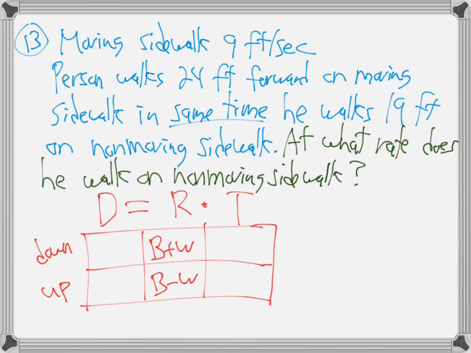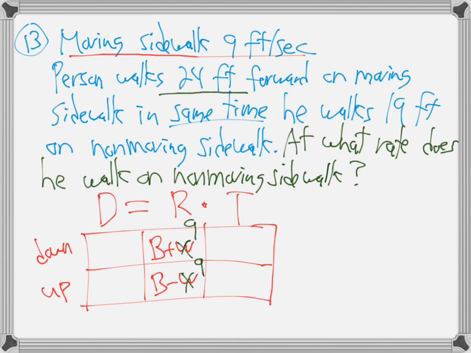Now let's go through it. The moving sidewalk moves at 9 feet per second. Is that a distance, a rate, or a time? That's a rate. It's how fast. 9 feet every second. That sidewalk goes by 9 feet every second. So where does that go? Is that boat or water? That's the water. That's the river. The river is the sidewalk. So that's our 9.